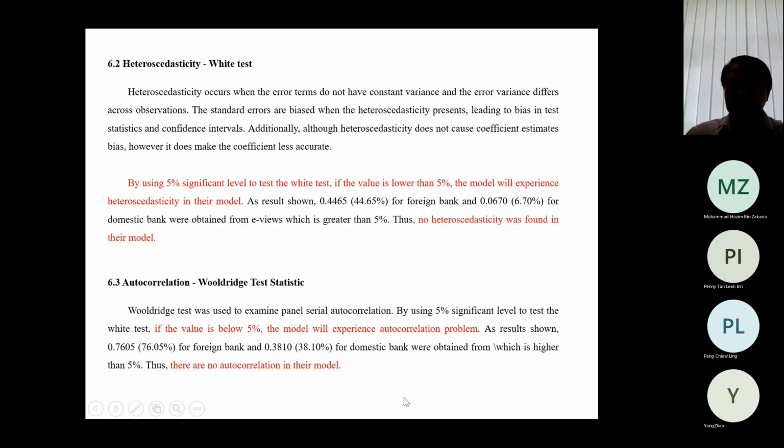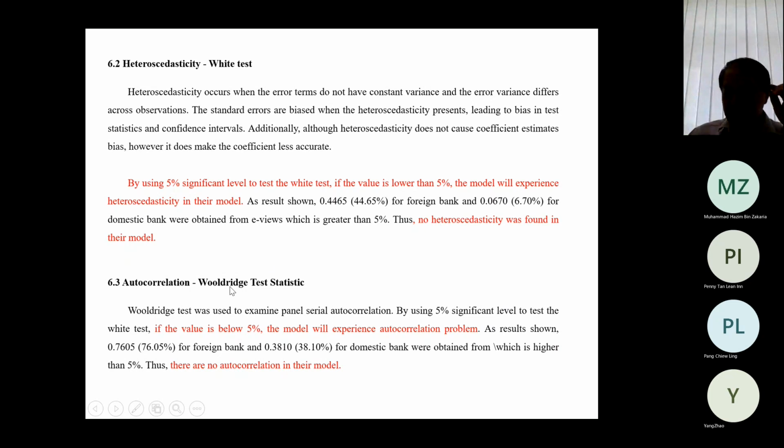Next one, I'm talking about heteroscedasticity. I use the White test. How to interpret the result: you see I'm talking about the 5% significance level. If the value is lower than 5%, there's heteroscedasticity. For foreign bank, this particular data I get from my thesis. This I didn't show, but the result is here. If greater than 5%, that means there's no heteroscedasticity.